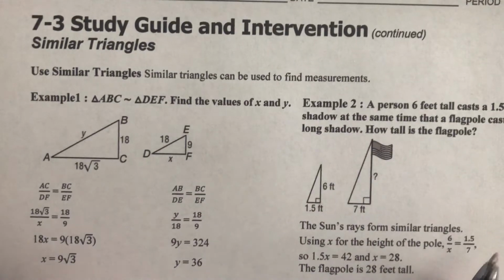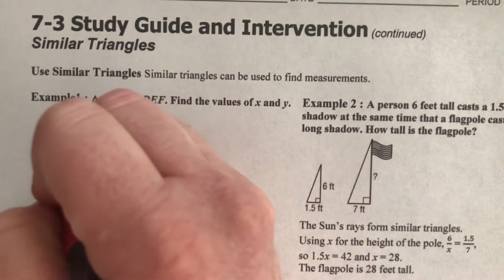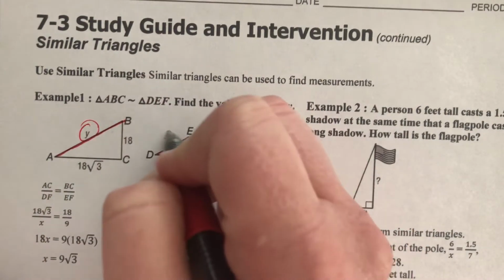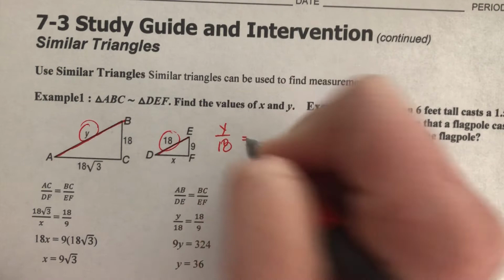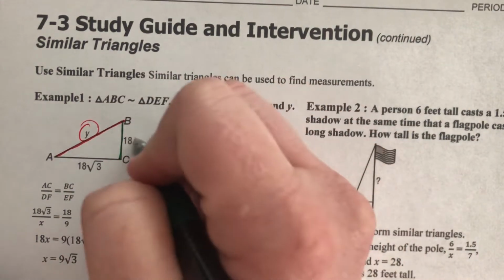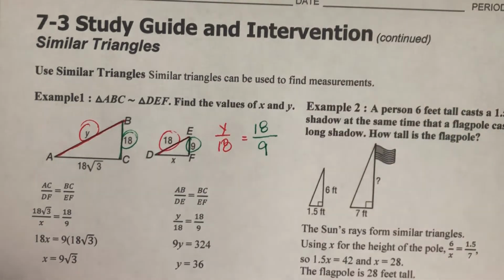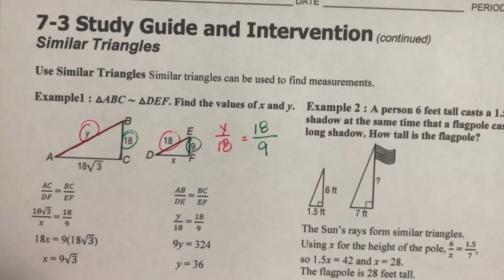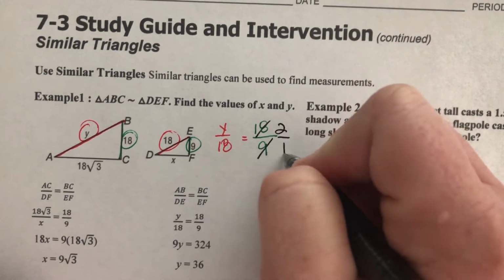So we're comparing, it says they're similar, so we're comparing corresponding sides. The first side that I notice is the hypotenuse here and the hypotenuse here. So I'm going to write a proportion out of y over 18 and this short leg here and this short leg here, 18 and 9. And of course, when we're solving here, we can simplify. So first, I'm going to simplify 18 over 9.